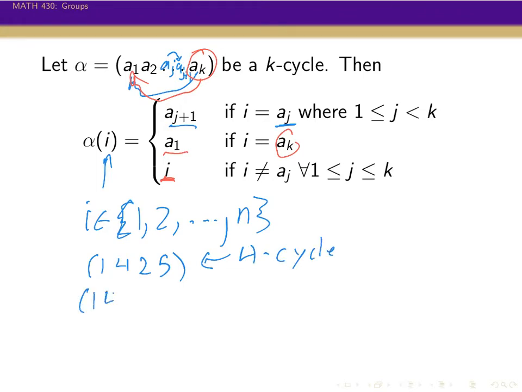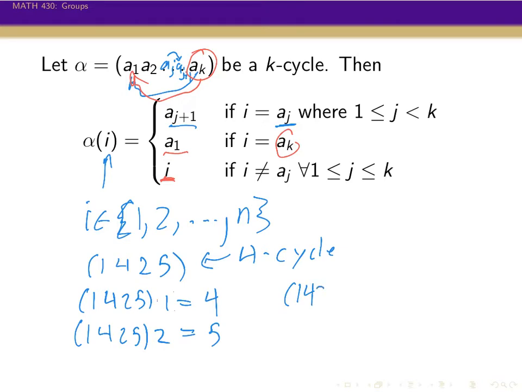Well, if I apply (1 4 2 5) to the number 1, actually let's not put parentheses around it. I don't want you to think that that's a cycle of 1 being sent to itself. By this I mean apply this permutation, this 4 cycle, onto 1. Well, 1 gets sent to 4. If I apply (1 4 2 5) to 2, that gets sent to 5.